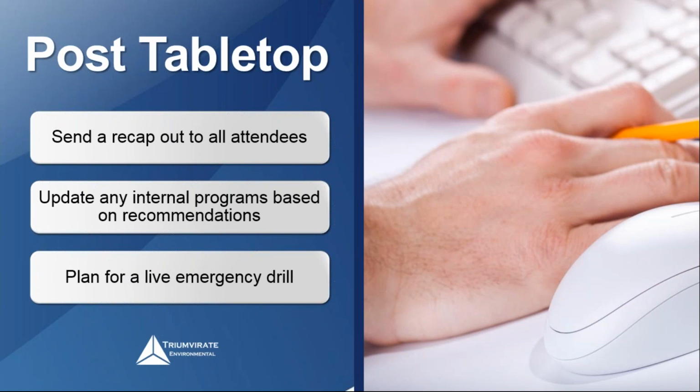You may want to look at the labs that might be affected, and do you bring in a representative? Or if it's manufacturing, could you bring in somebody from manufacturing to represent them as to what they can do to help with this scenario? If there was anything brought up as recommendations, can you update any internal programs based on those? And from that, that may make a better contingency plan or emergency action plan, and it can help set up for your live emergency drill where you put those recommendations into play. And then you want to plan for your live emergency drill.